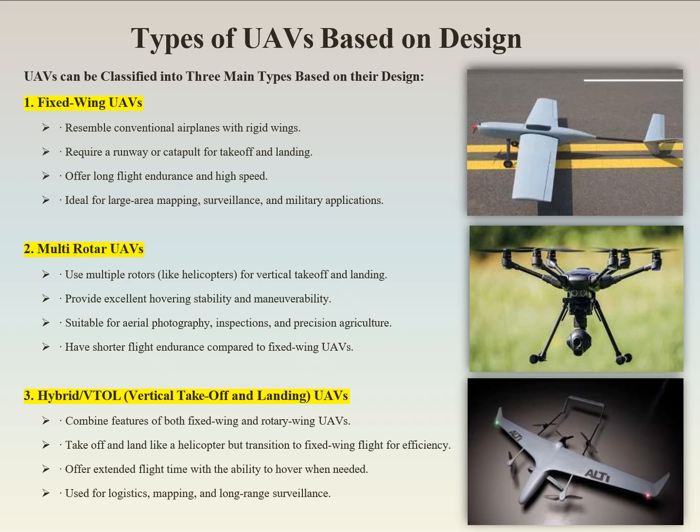Then, multi-rotor drones. Think of those quadcopters with multiple propellers. They can hover in place, making them great for close-up photos or inspections. Lastly, hybrid drones are like the best of both worlds. They take off like a helicopter, but fly like an airplane. Each type is used for different jobs, like mapping a forest or checking a skyscraper. Next, we'll look at how they launch.